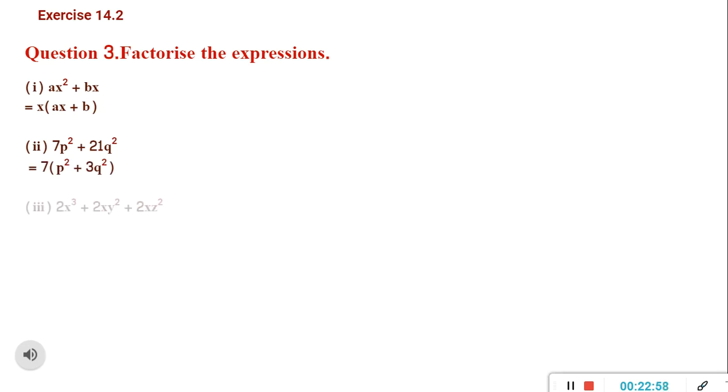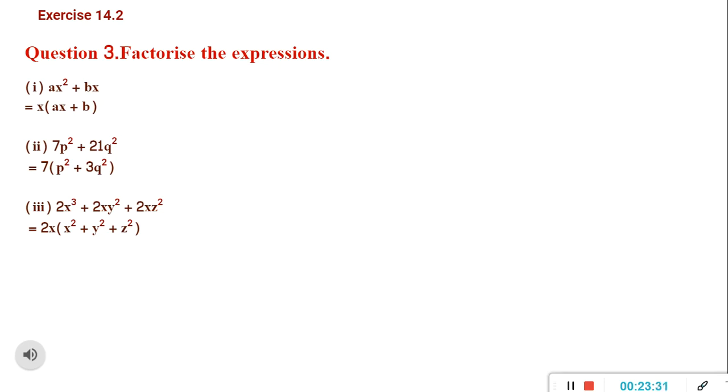Now the third one. 2x cube plus 2xy square plus 2xz square. Here you can see that 2 is common in all three terms. Yes, x is also common there. So 2x we can take as common, and what is left out? 2x we already took, so x square is remaining in the first term. 2x already taken, y square is remaining in the second term. 2x already taken, so z square is remaining in the third term. So the factors are 2x into (x square plus y square plus z square).